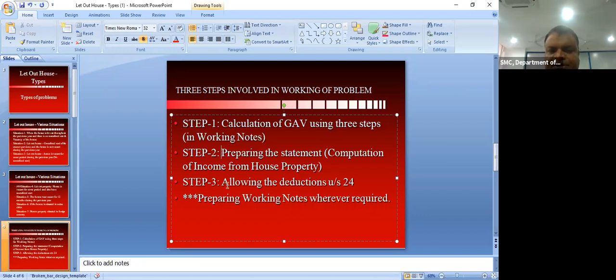And step three, you have to allow the deductions under section 24 here. Wherever the working notes are required, most of the problem is going to be solved in the working notes only. A lot of the calculations are going to be done there. So this is how you are going to calculate the income from house property when you have let out your house for rent. Okay, so this is the one situation.